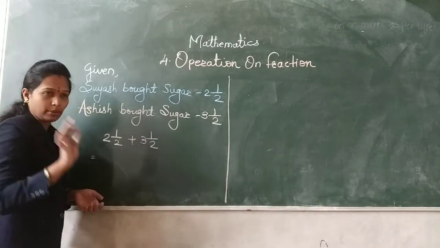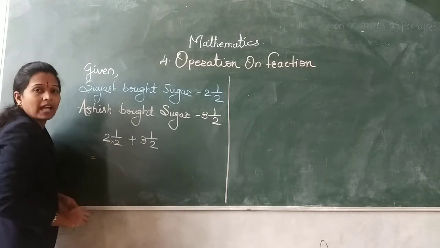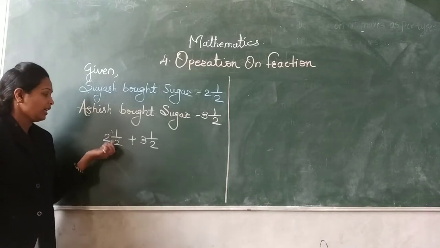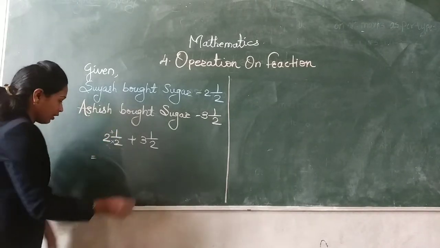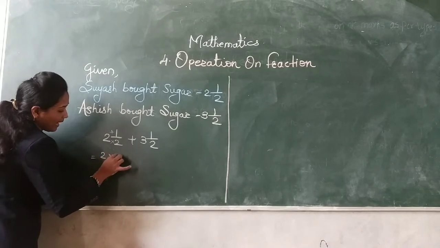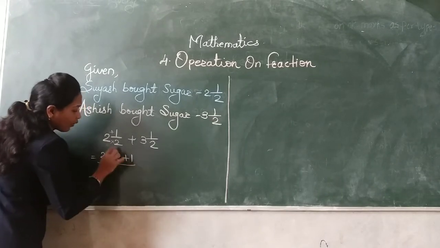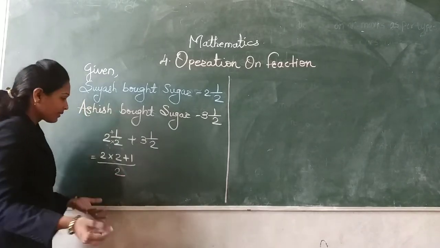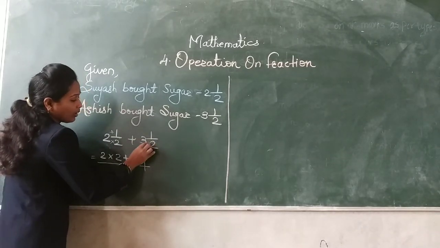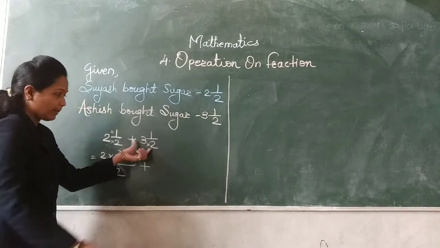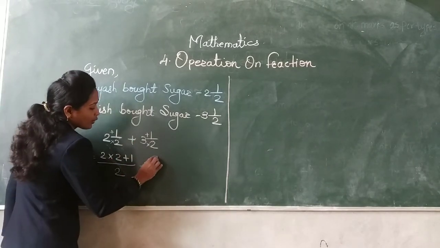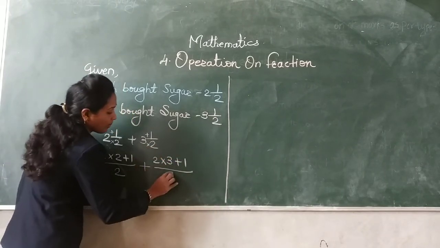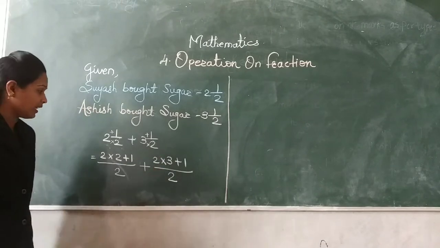In the last video, I told you that in these two numbers we have to do the multiplication, and then in these two numbers we have to do the addition. So write down 2 multiplied by 2 plus 1, and whatever denominator is given in the example, write that denominator as it is. Do the same here also: 2 multiplied by 3 plus 1, and the denominator is 2, so write that denominator as it is.